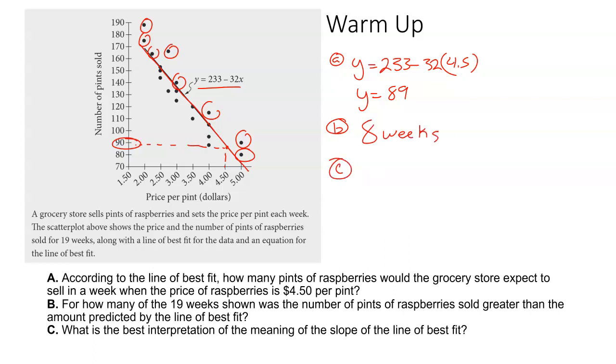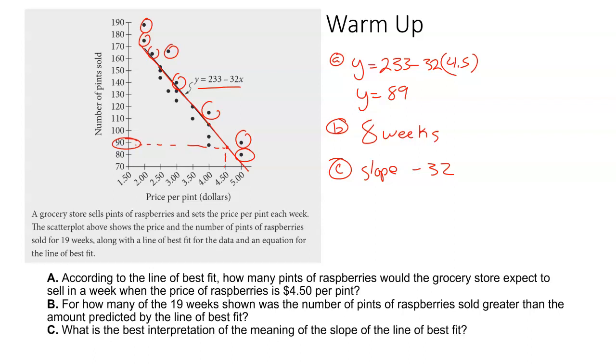Okay? What is the best interpretation of the meaning of the slope of the line? What is the slope of the line? Yeah, so it talks about demand. So what is the specific number that represents my slope? Negative 32, okay? So my slope is negative 32. In general terms, yes, I'm talking about the demand of the raspberries, but let's get a little bit more specific about the trend.